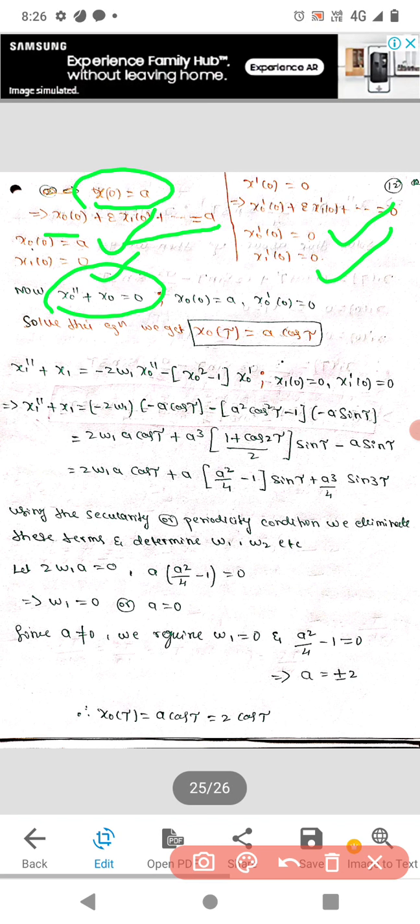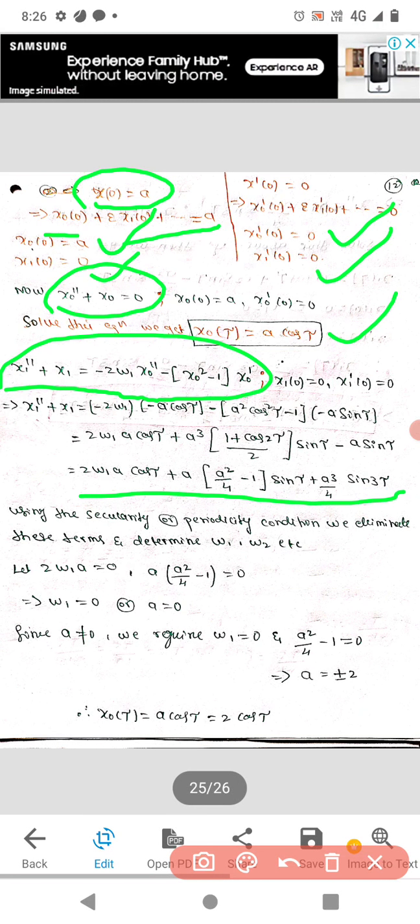Now take the equation x naught double dash plus x naught is equal to 0. Solving, we get x naught of tau is equal to a cos tau. Take another equation, x1 double dash plus x1 minus 2 omega 1 x naught double dash minus (x naught squared minus 1) x naught dash. Simplify this equation and substitute the necessary terms, with x naught of tau equal to a cos tau. Simplifying, finally we get this equation.